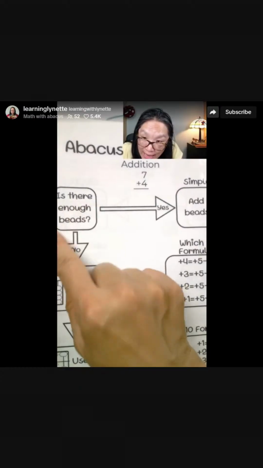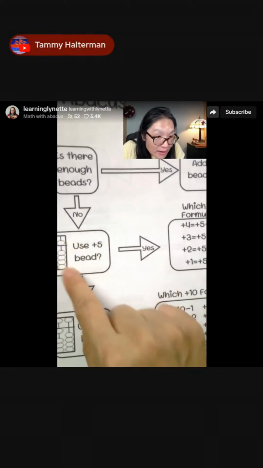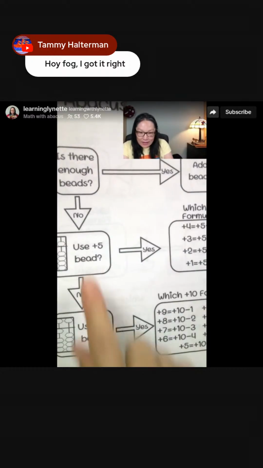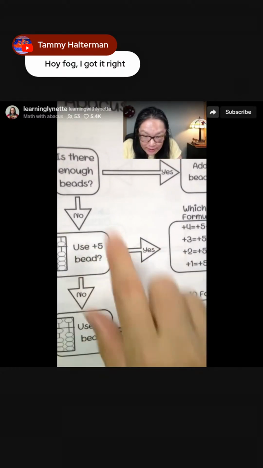Can you add? So what's going to happen? Can I do it? Yes or no? And then that's what you do. Every number you have to critically think the workflow, the path.